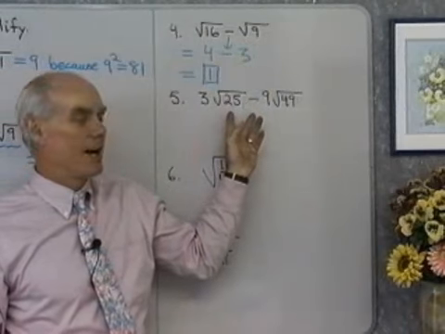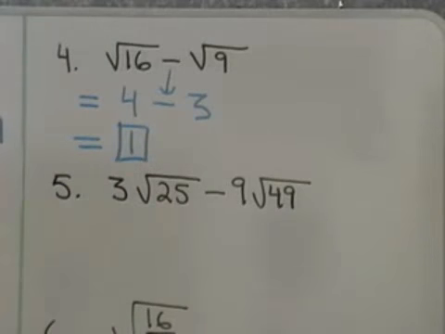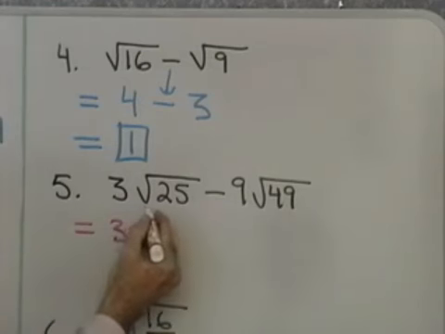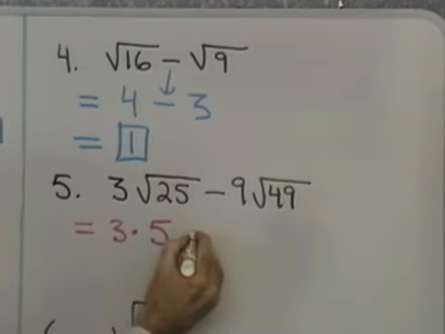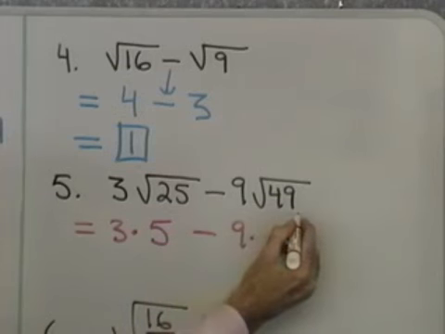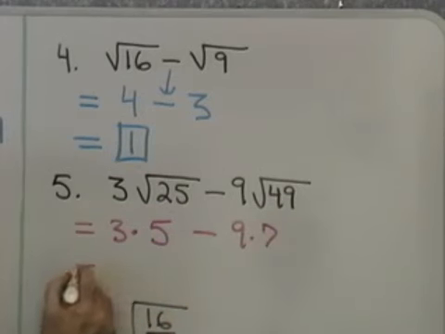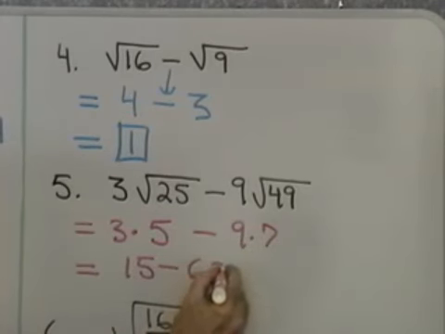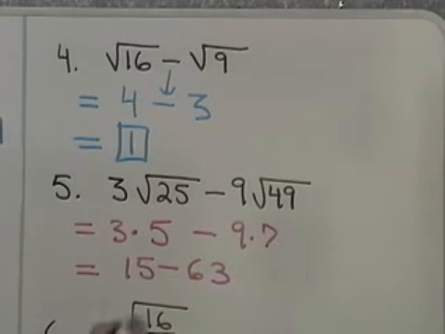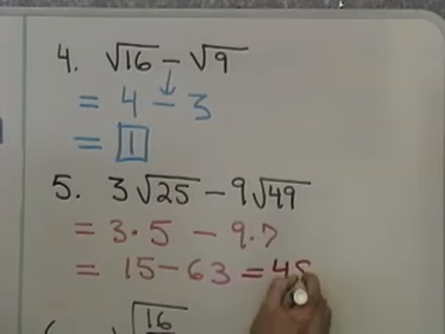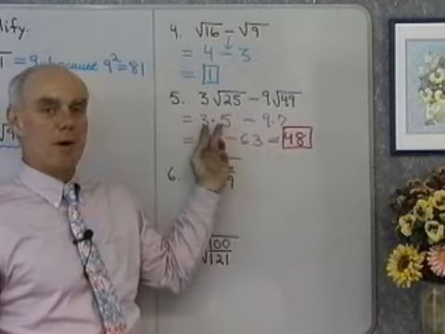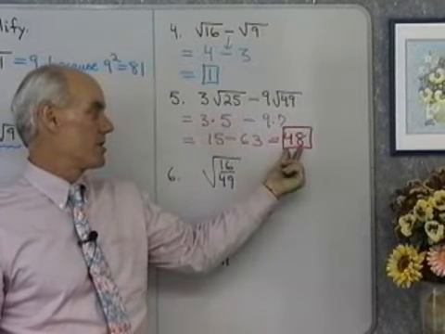Okay, let's go on to problem number 5. Here it's a little bit more complicated. 3 times the square root of 25 minus 9 times the square root of 49. So this will be 3 times square root 25 is 5, minus 9 times positive square root of 49 is 7. 3 times 5 is 15 minus 9 times 7 is 63, which is 48. Okay, so I simplify each of these roots right here, then I do my multiplication, and then finally I do my subtraction to end up with 48.